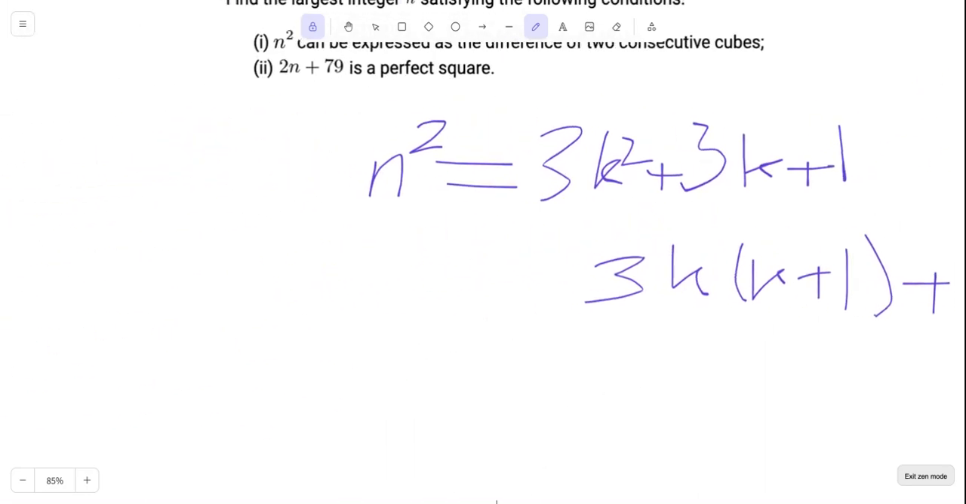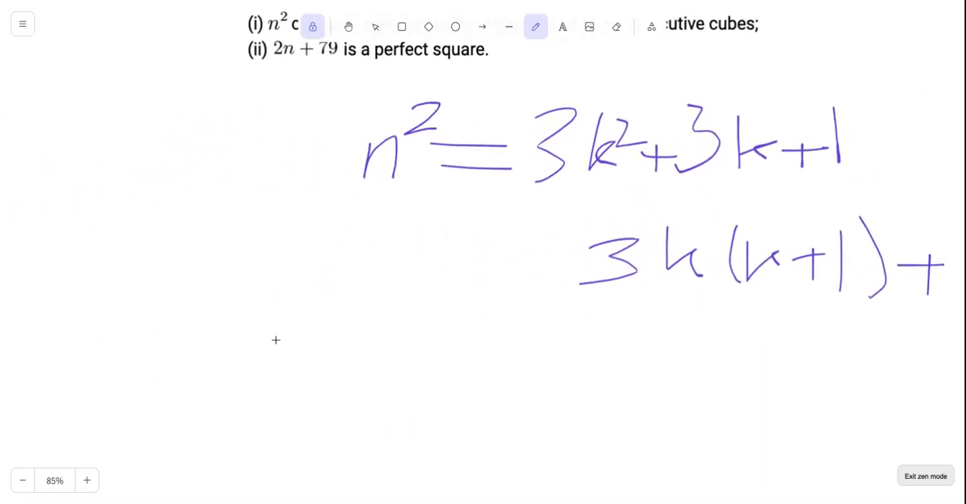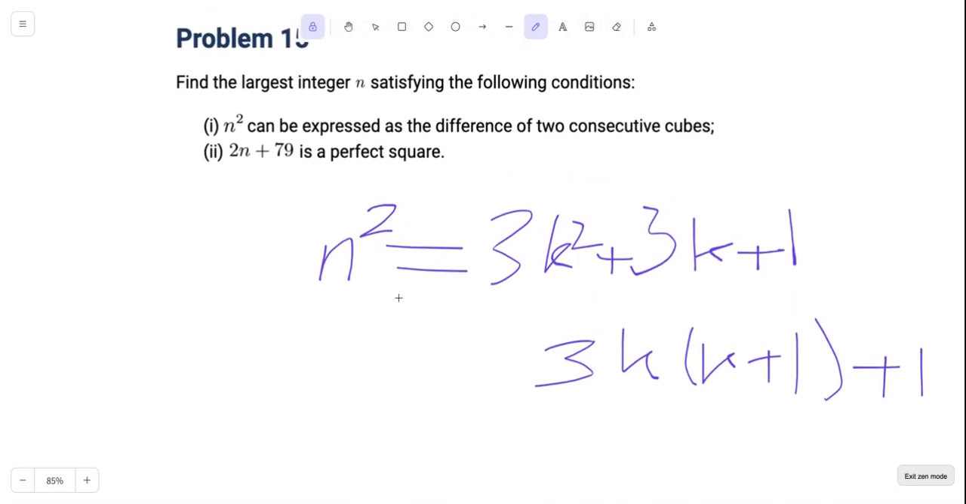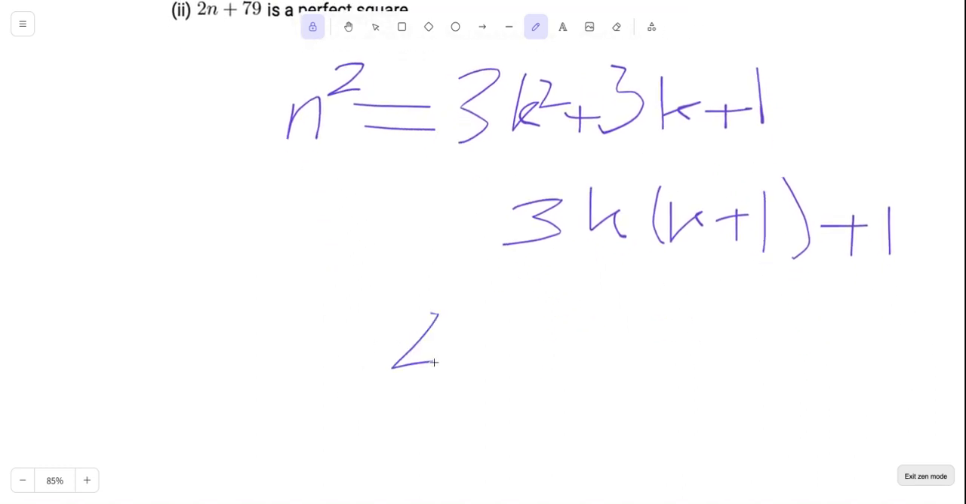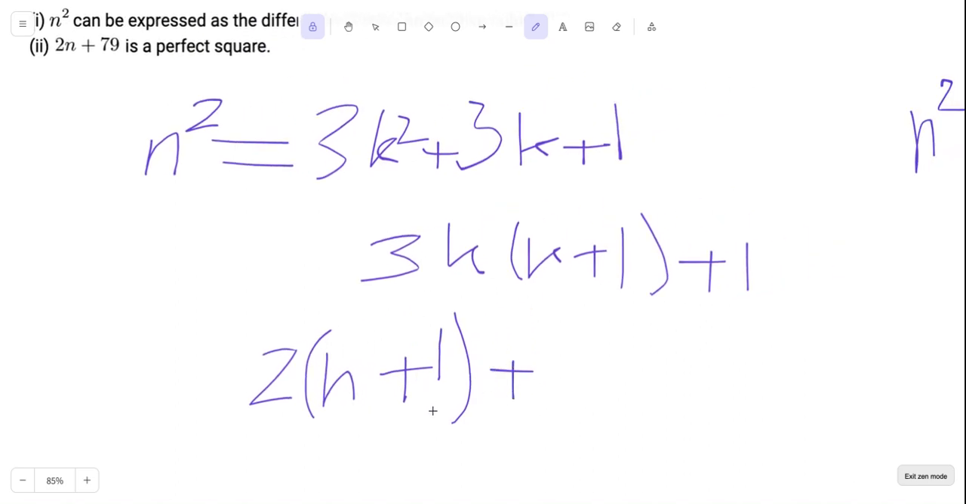Now, on the second condition, what does it give us? 2n plus 79 is a perfect square. Also, 79 is really near 81. Sorry, 80, yeah, it's near 81. So maybe you can do something like that. 2n, and you know what, I'm going to write it as 2 times n minus 1, so that it's 81 plus 81 equals x squared, not k this time.